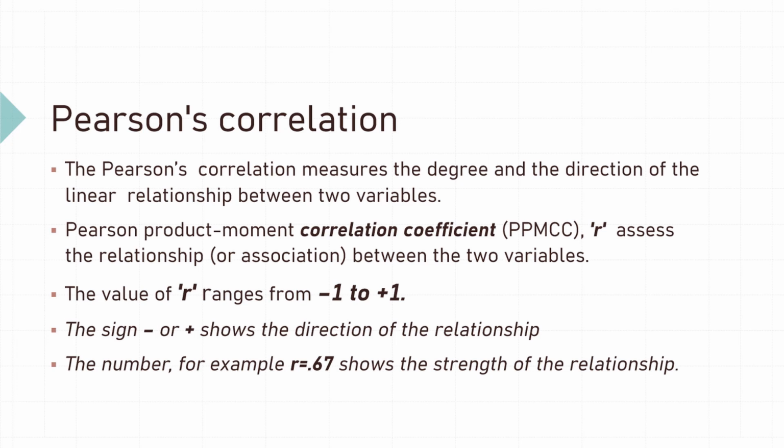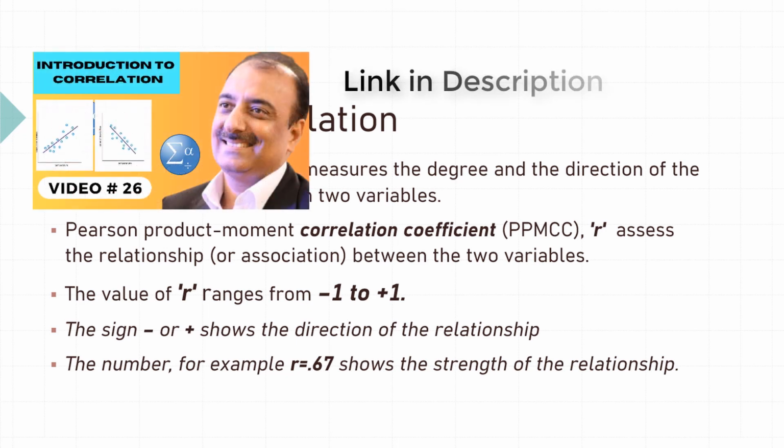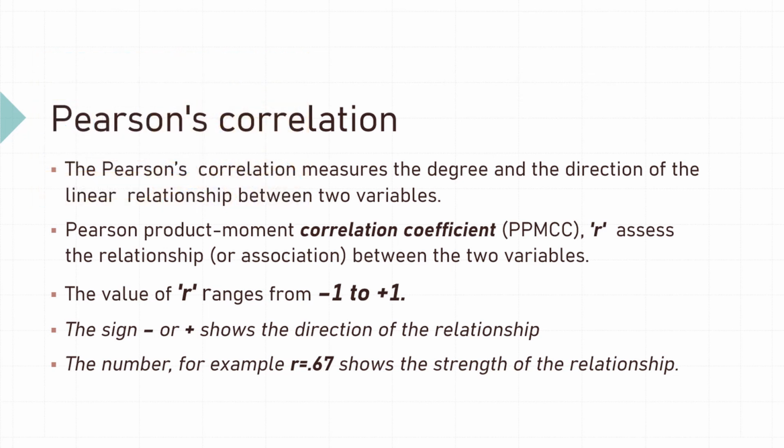Pearson's correlation measures the degree and the direction of the linear relationship between two variables. What is a linear relationship? I have already explained in video number 26. Please do watch that. The Pearson product moment correlation coefficient R assesses the relationship or association between the two variables. The value of R ranges from -1 to +1. The sign, minus or plus, shows the direction of the relationship, and the number, for example R equal to 0.67, shows the strength of the relationship.